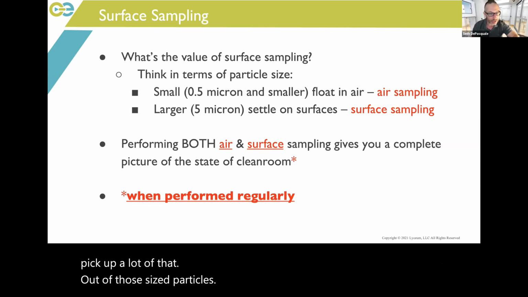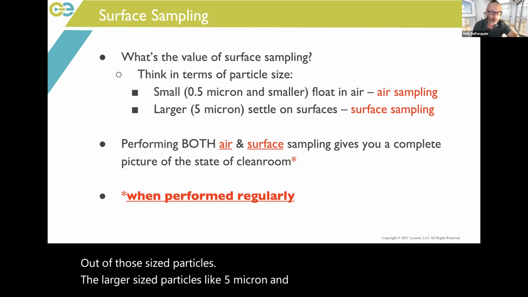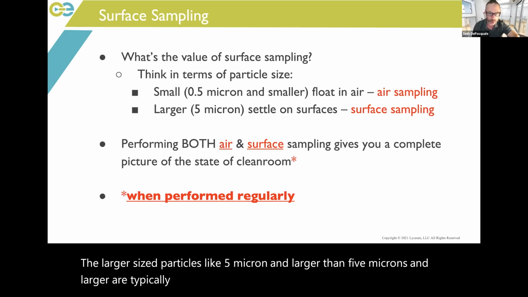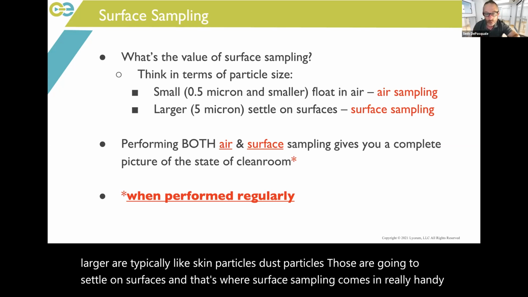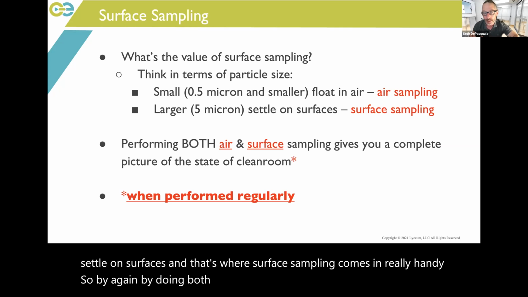The larger size particles, like 5 micron and larger, are typically skin particles, dust particles. Those are going to settle on surfaces, and that's where surface sampling comes in really handy. So by doing both in combination, you're getting a really good picture of what's going on in the clean room.